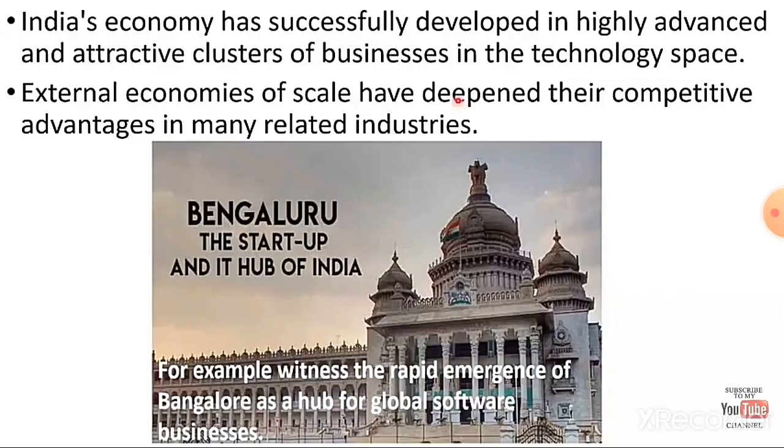Next, India's economy has successfully developed in highly advanced and attractive clusters of business in the technology space. External economies of scale have deepened their competitive advantages in many related industries. So based on the land formation, agricultural products, so many countries want to establish their industries in our country that will help to develop our economic condition.